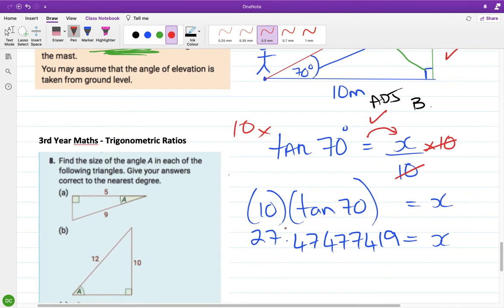This one says to the nearest meter. That means I stop here. They don't want a decimal point in it, they want it to be a whole number. So I still have to look here. If that number is 5 or greater, it will push the 27 up. The fact that it's less than 5 means it doesn't have the power to push it up, so it stays as 27. So the height of the mast is 27 meters.